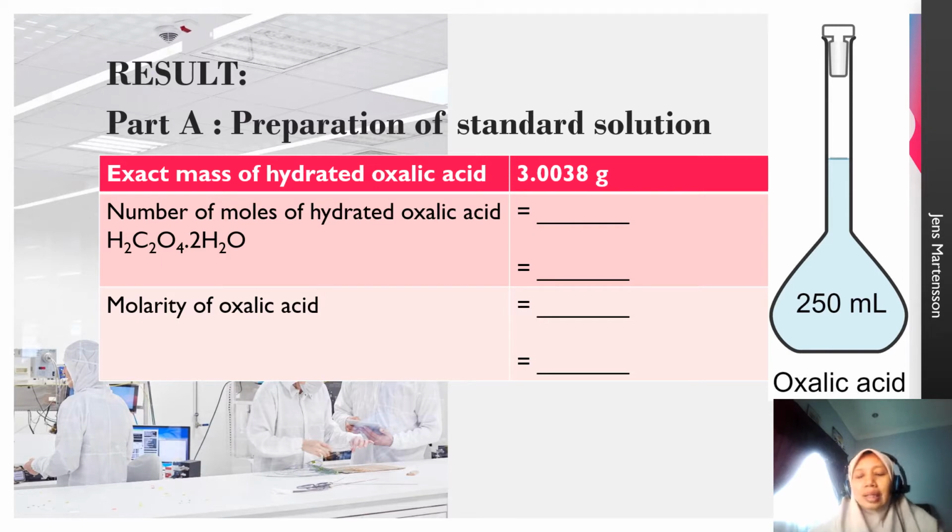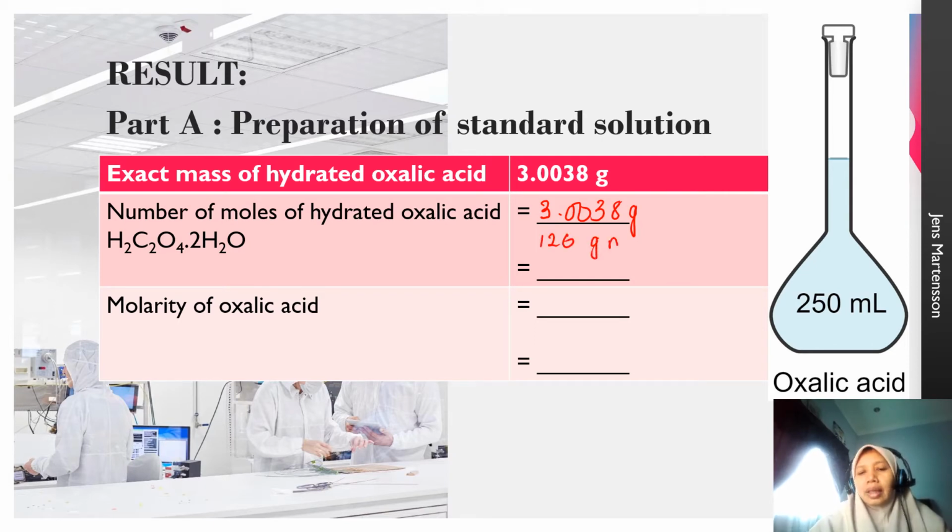So how do we calculate the number of moles of hydrated oxalic acid? As usual, take the mass divided by the molar mass. If you calculate the molar mass, it will be 126 gram per mole, and that will give you the number of mole of hydrated oxalic acid.